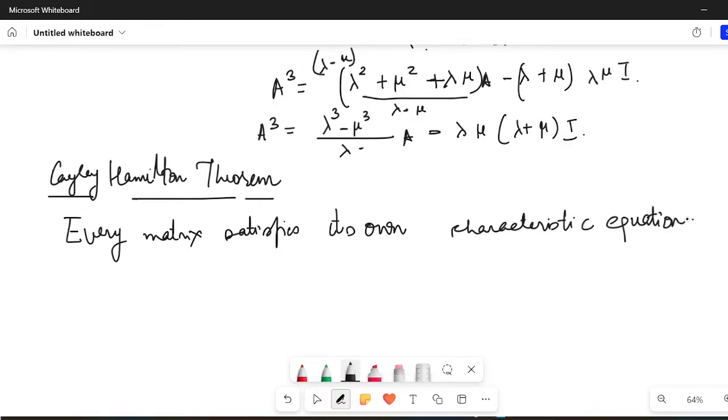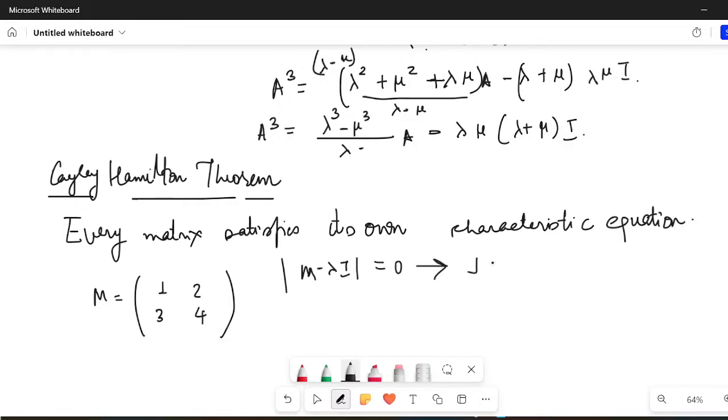Every matrix satisfies its own characteristic equation. For example, if I'm giving you a matrix, let's say [[1, 2], [3, 4]], and this is your matrix M, then if I want to write the secular determinant, it will be |M − λI| = 0. And if I do that, then what will I get?